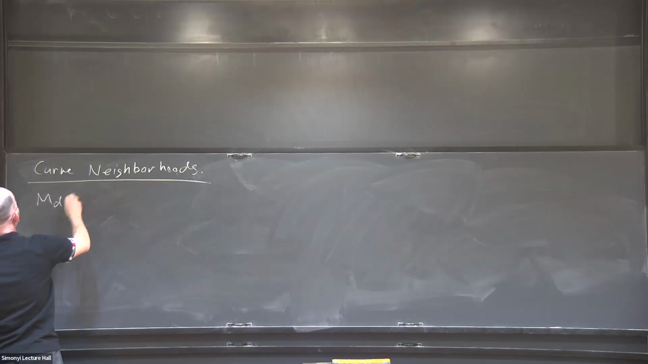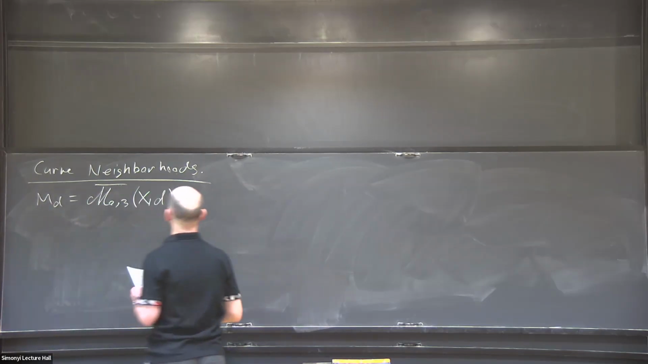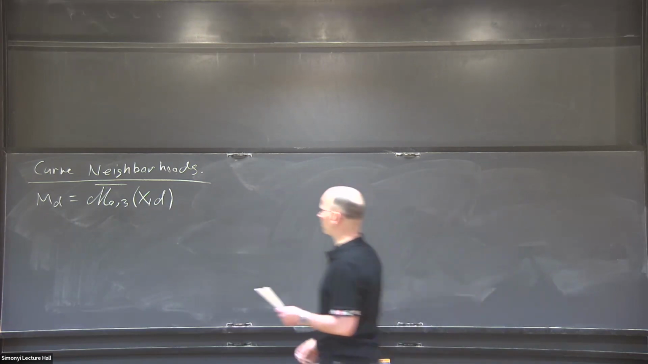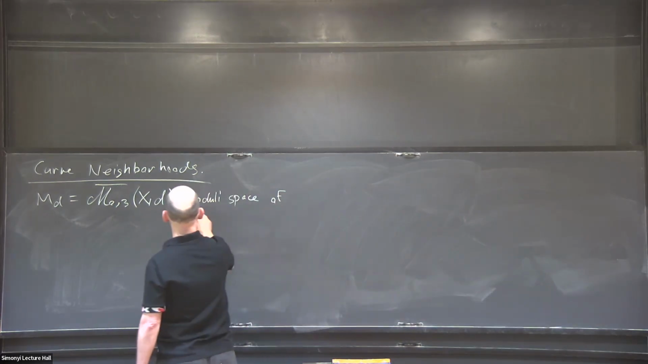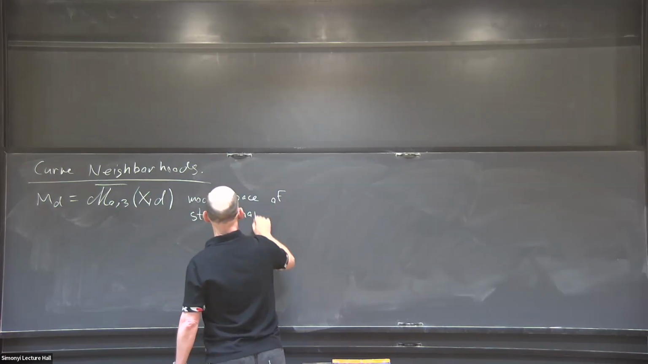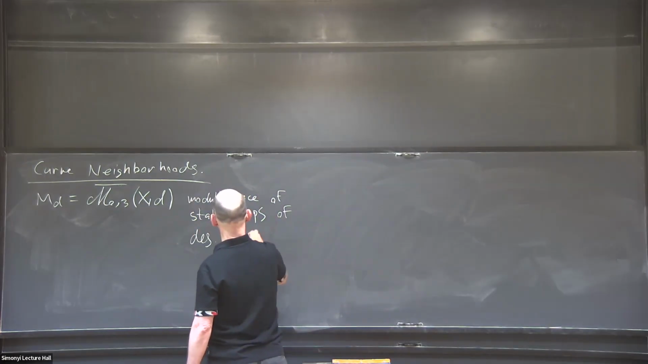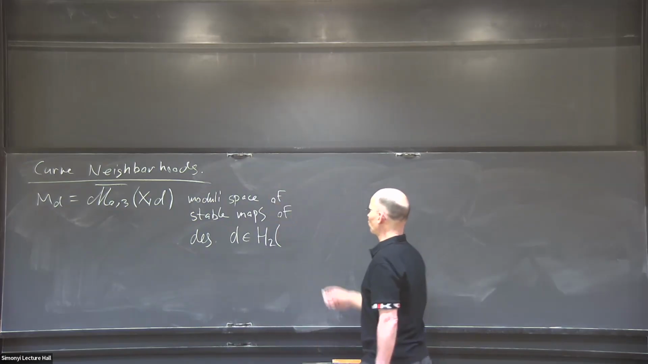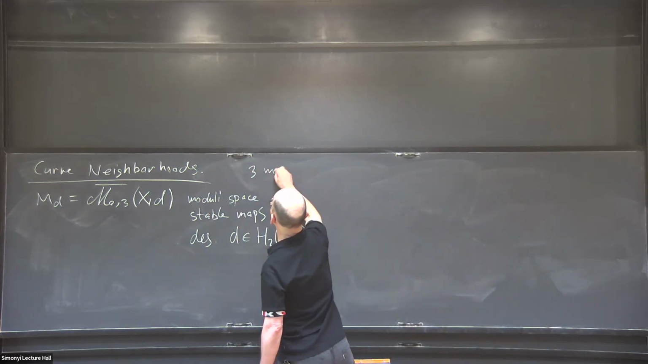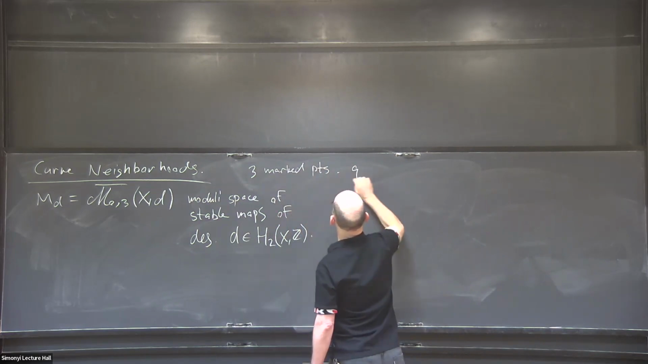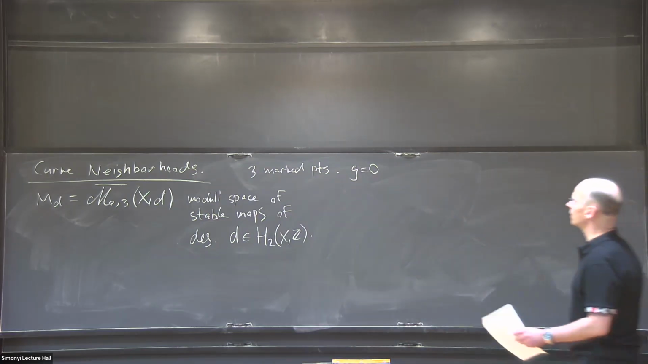Let's take M_{0,3}(X,D), the Kontsevich moduli space of stable maps of degree D, where D is just an H_2 homology class over the integers. We have 3 marked points and genus 0.